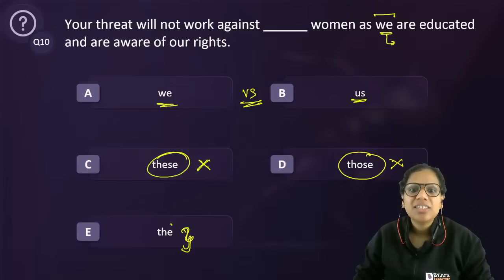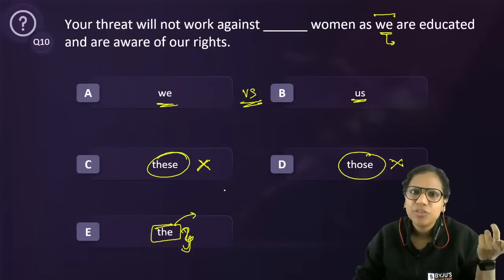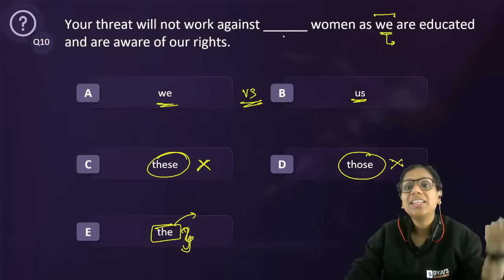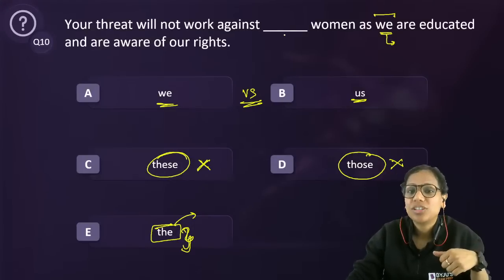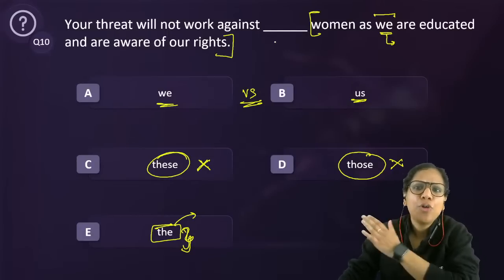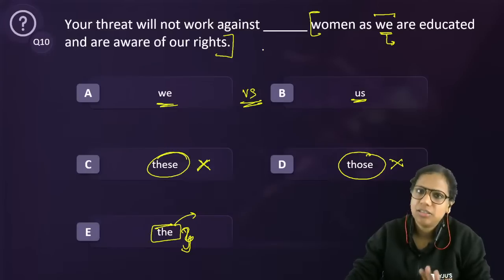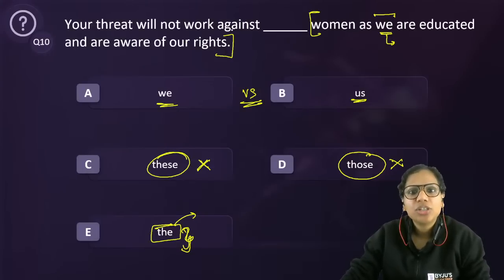Okay. Now against the women, why the? What is the reference that I am talking about some specific women? So your threat will not work against. I have to refer to myself here. For a moment, forget this part. After the pronoun, you are just adding detail. So what will you say? Your threat will not work against us or your threat will not work against we? You'll say your threat will not work against us.